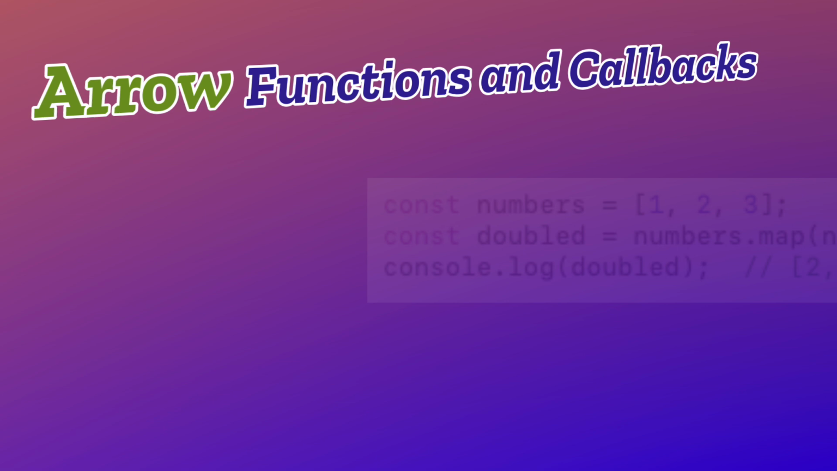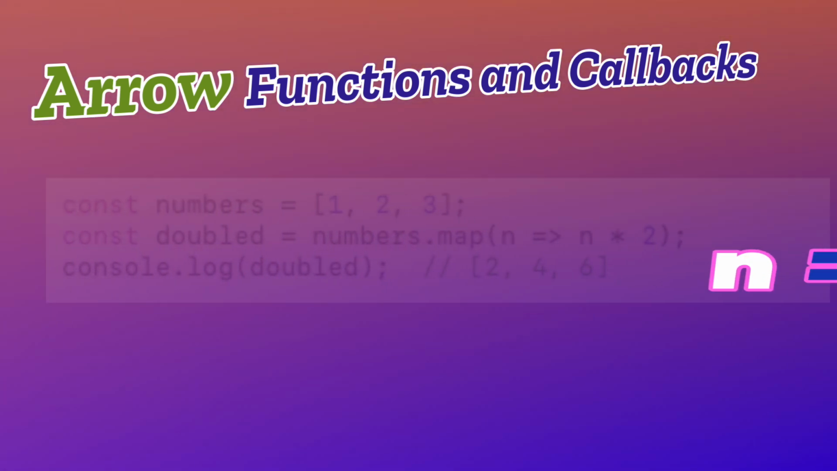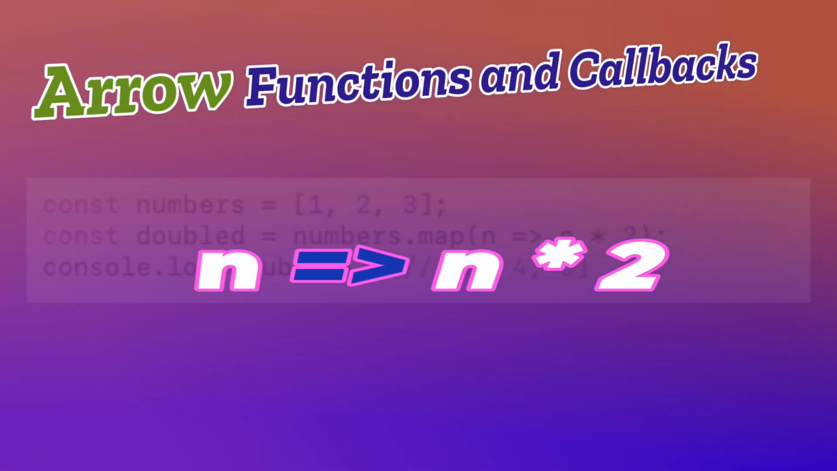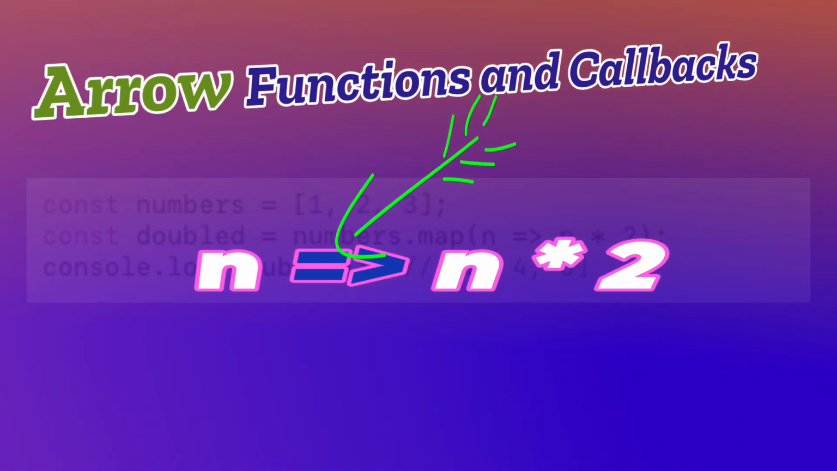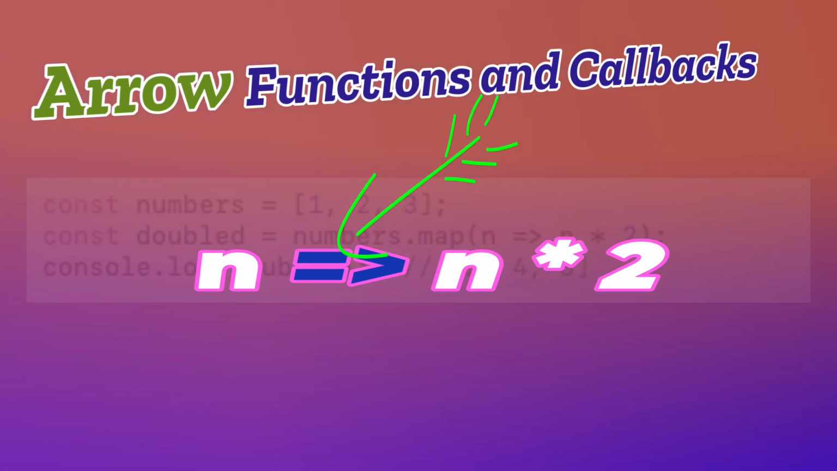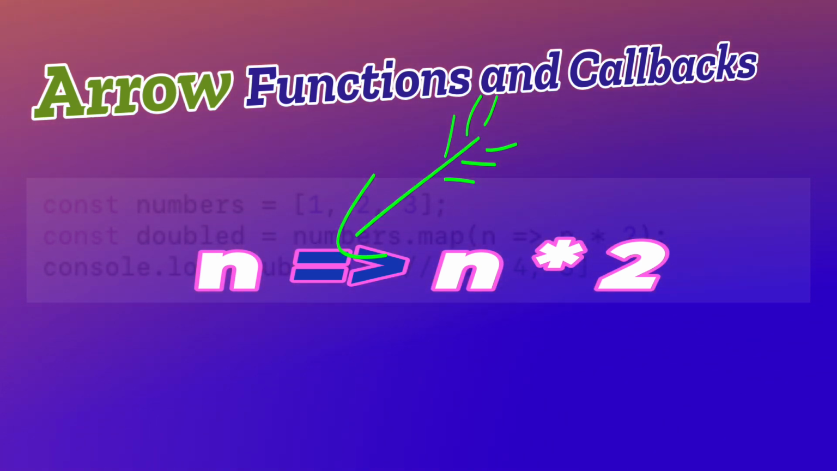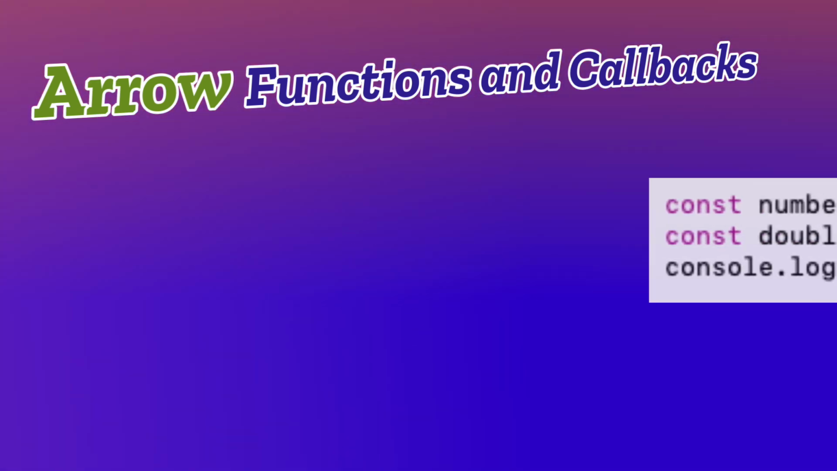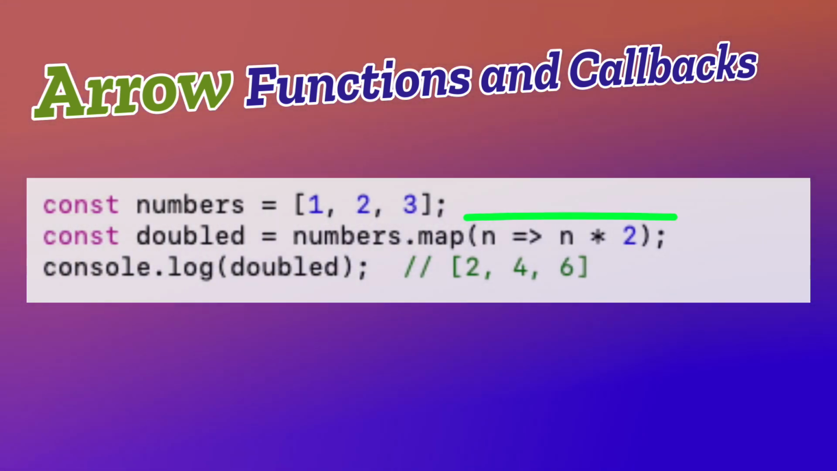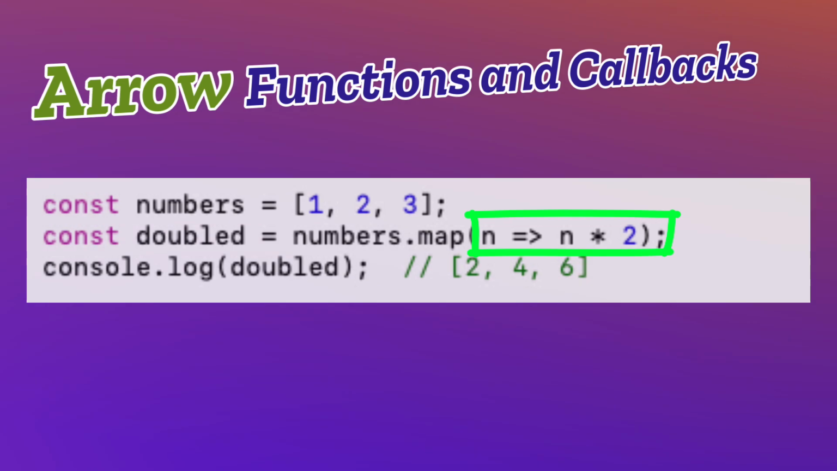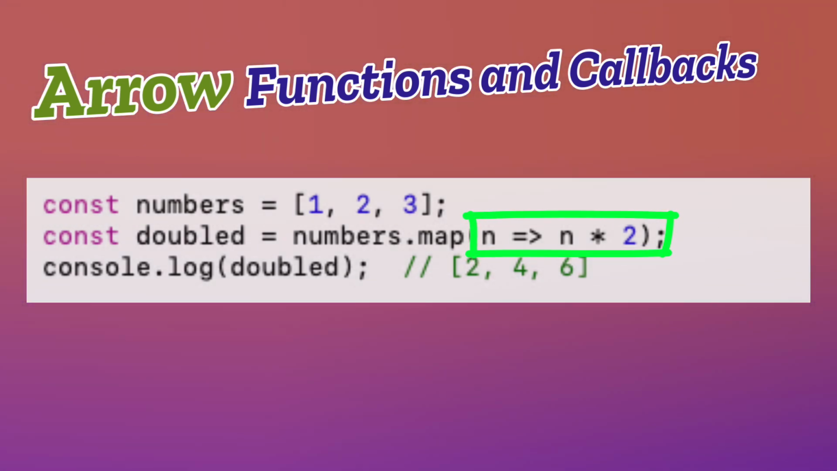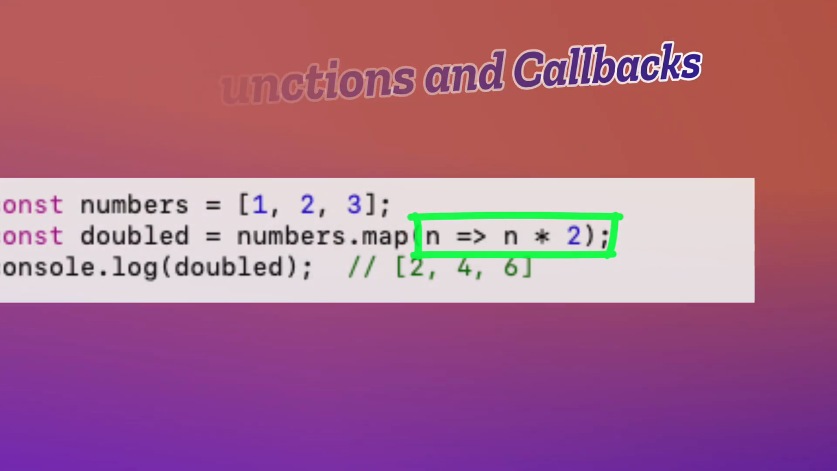Tip number 6. Arrow functions and callbacks. Arrow functions are a shorter way to write functions in JavaScript. They simplify callbacks and have no this binding, which means they inherit this from the surrounding context. Notice how much shorter it is compared to the traditional function syntax. It's cleaner and avoids issues with this in callbacks.